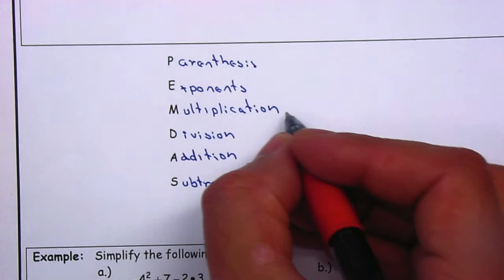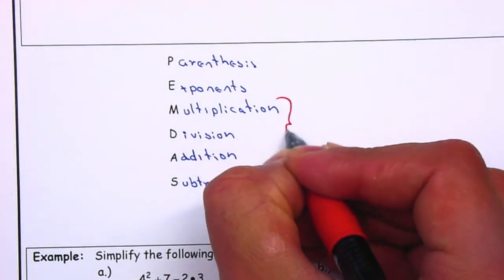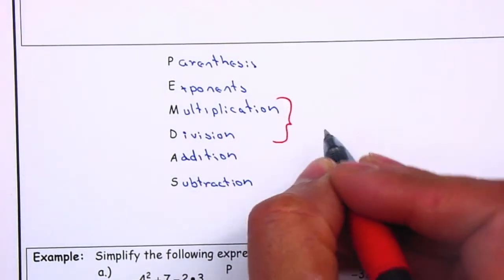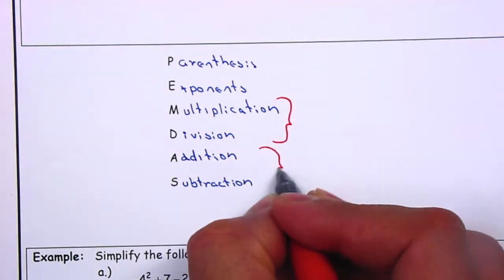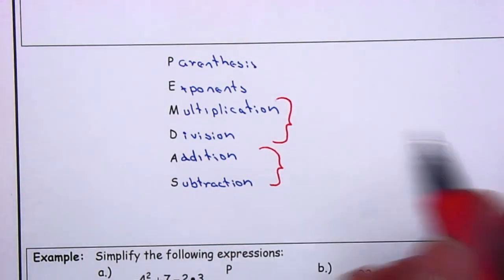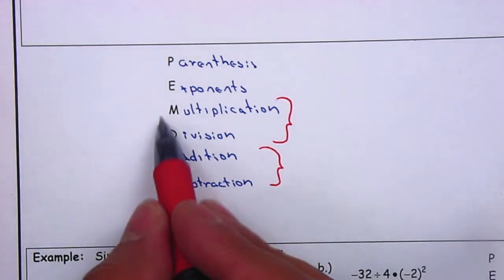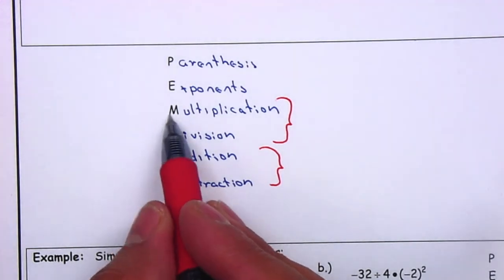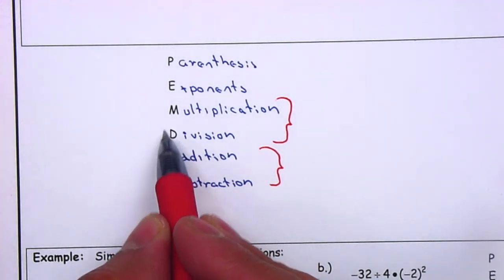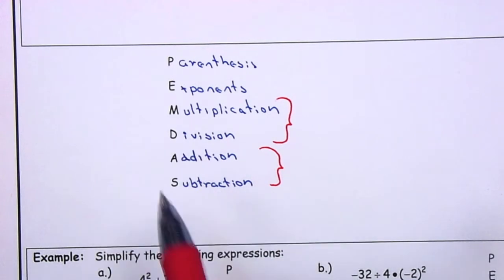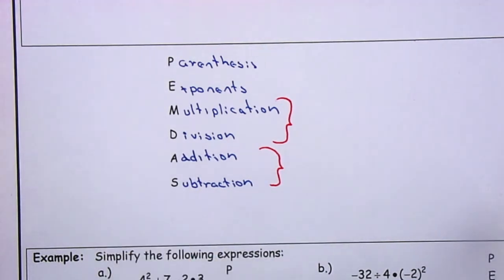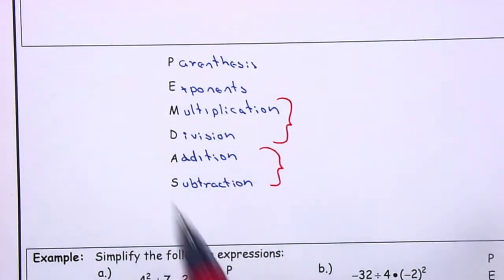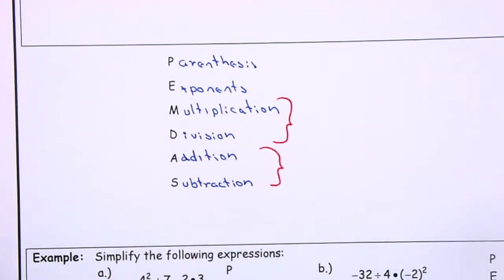And we say that multiplication and division are best friends, as well as addition and subtraction. Because whenever they're right next to each other, if the multiplication is next to division, whichever is first is the one that we're going to calculate or simplify first. And we'll go through a few examples that will utilize this.